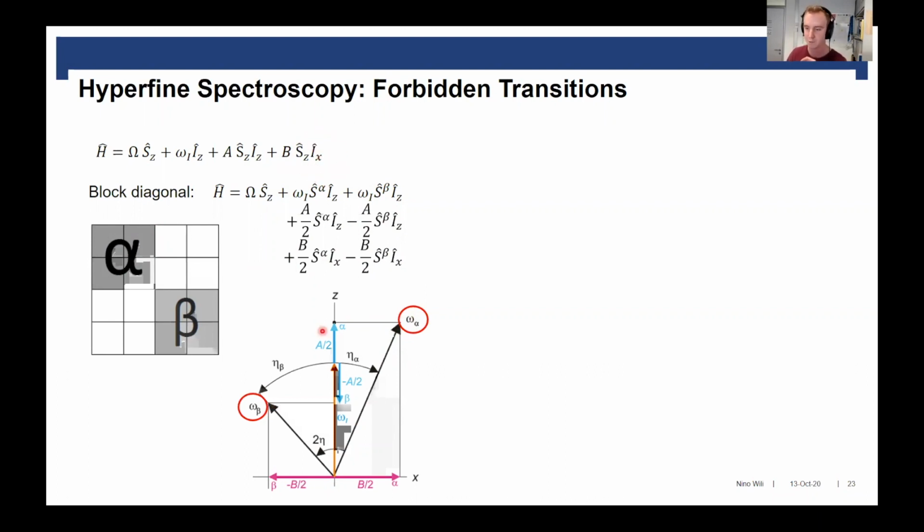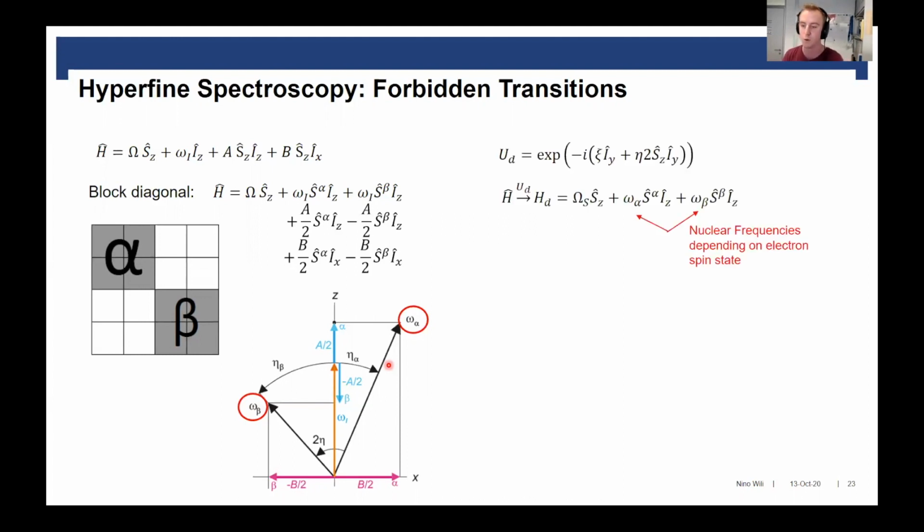This leads to some funny effects, because of course, if you're in this state here and you flip the electron spin, suddenly your quantization axis is not aligned anymore with your nuclear spin. And that's how you generate these forbidden transitions, or it's one way to look at this. So you can use a propagator to diagonalize this, which you can use normally, as in product operator formalism. You can use your Hamiltonian and diagonalize it, and then you get terms with your nuclear frequencies depending on the electron state in this Hamiltonian.